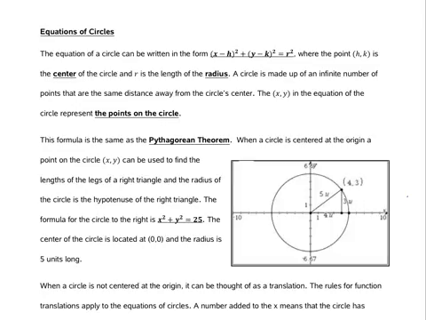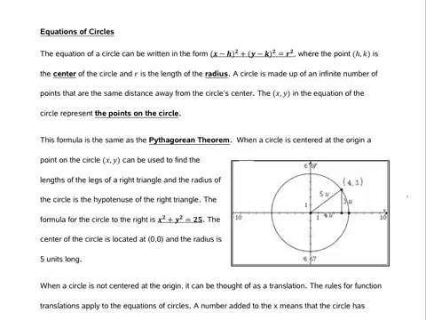Equations of circles. The equation of a circle can be written in the form (x − h)² + (y − k)² = r², where the point (h, k) is the center of the circle and r is the length of the radius. A circle is made up of an infinite number of points that are the same distance away from the circle's center. The x, y in the equation of the circle represents the points on the circle. This formula is the same as the Pythagorean theorem.